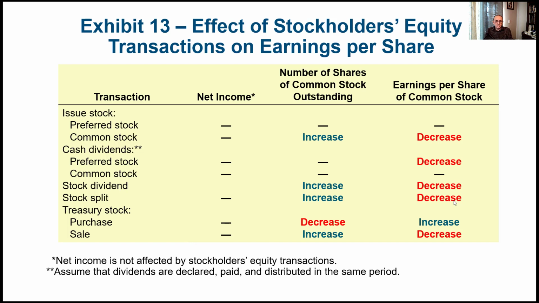For stock dividends, when issued they would increase the number of shares of common stock outstanding, but would decrease the earnings per share. Stock split, the same thing. For treasury stock, when we buy treasury stock, the number of shares of common stock outstanding would decrease and the earnings per share would increase, and of course when we sell the treasury stock, the opposite would happen.